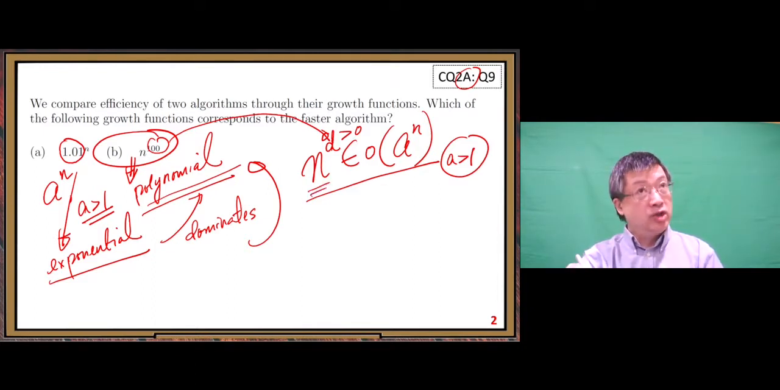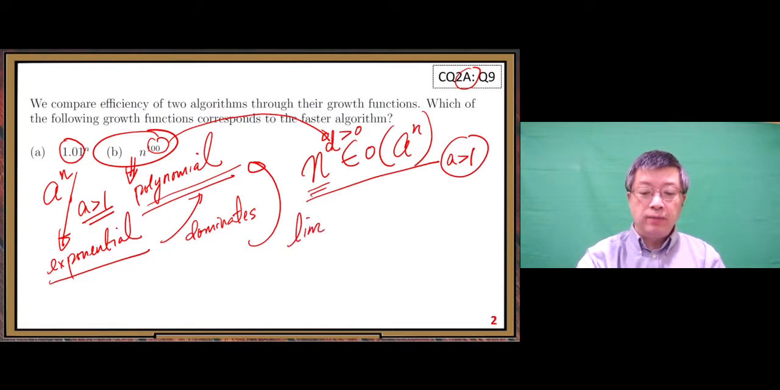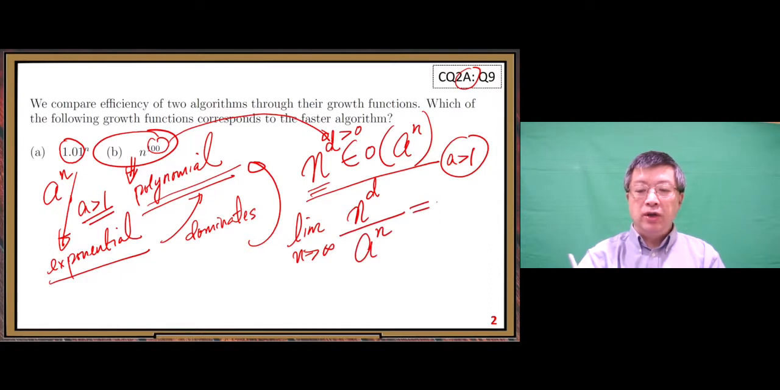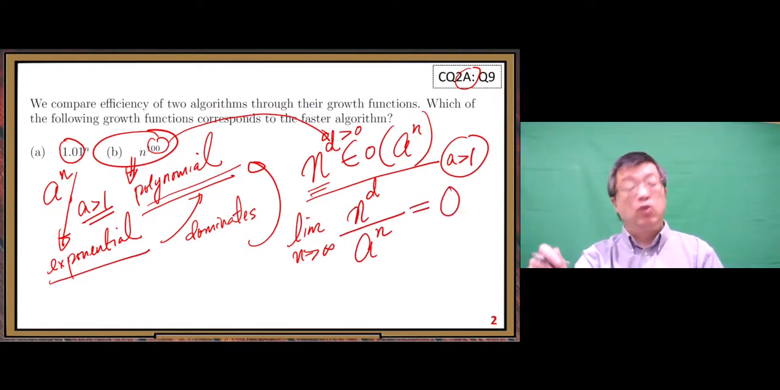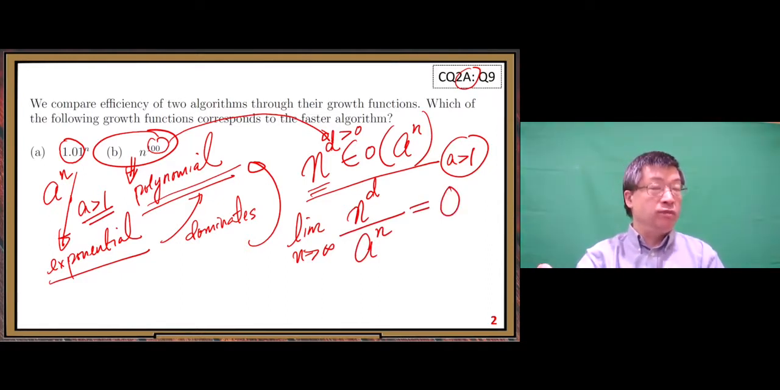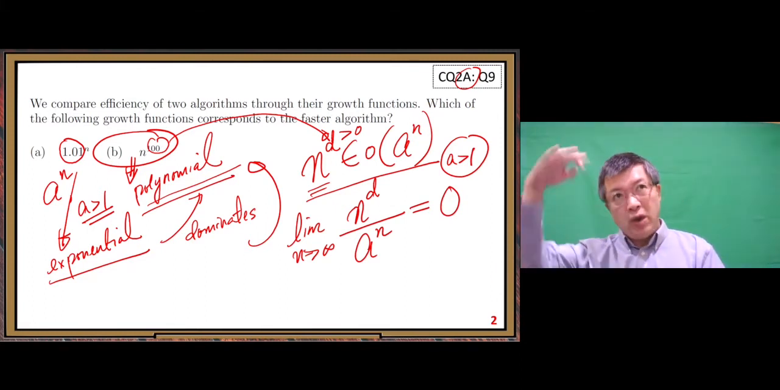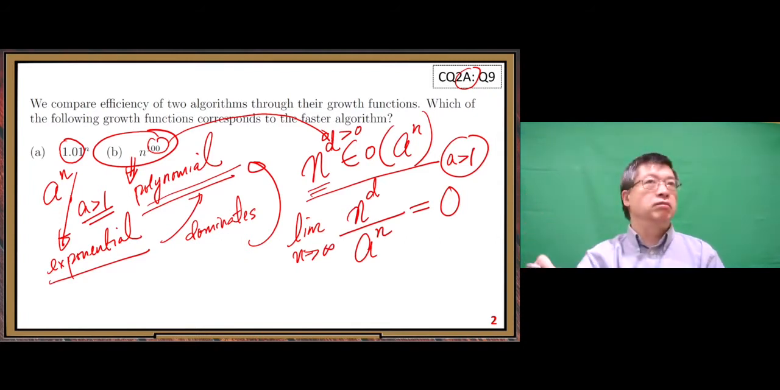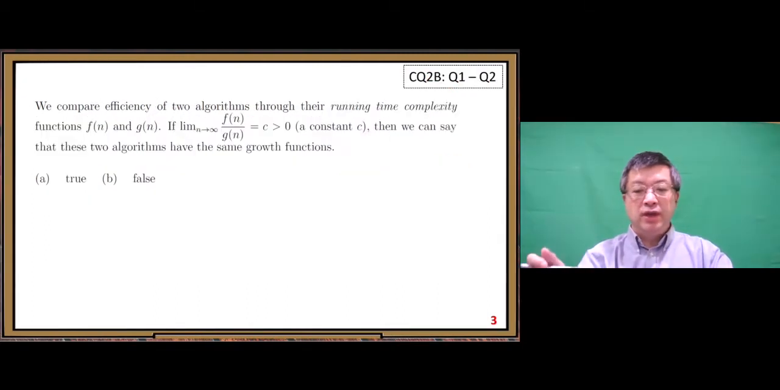Still little o. What's the meaning of little o? Little o means when you take the limit, n goes to infinity, n to the dth power, you compare it with the exponential function, it is 0. Which one dominates which one? So you can understand easily, right? When n is very large. So that's the answer of this question.